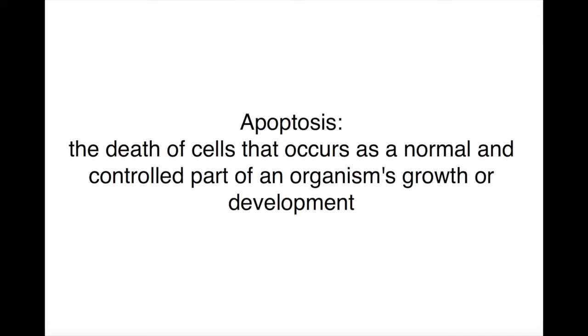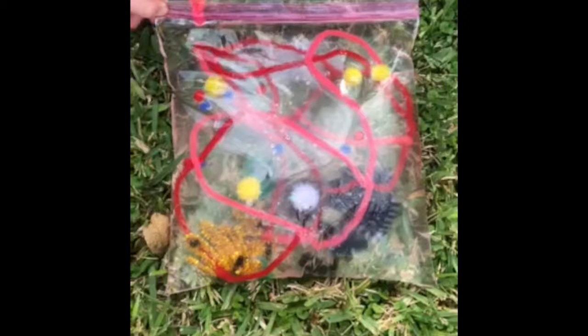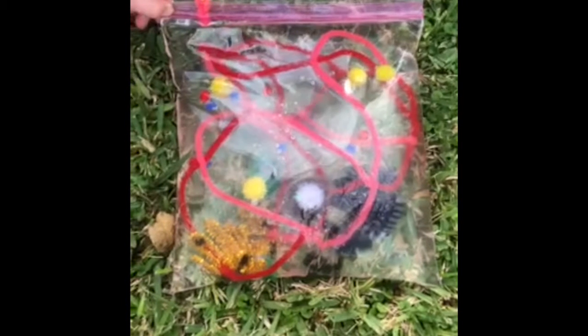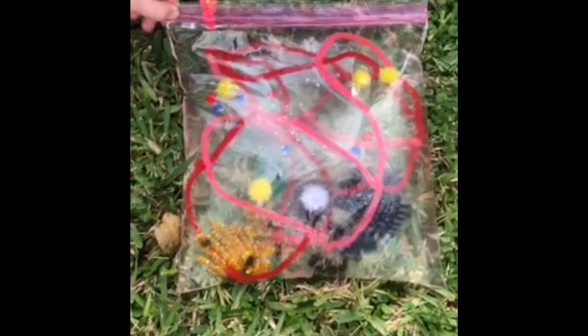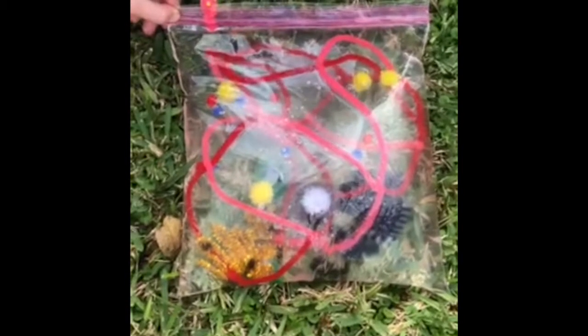As a general overview, apoptosis is the death of cells that occurs as a normal and controlled part of an organism's growth or development. In our demonstrational cell, the plastic bag represents the membrane and the water represents the cytosol.